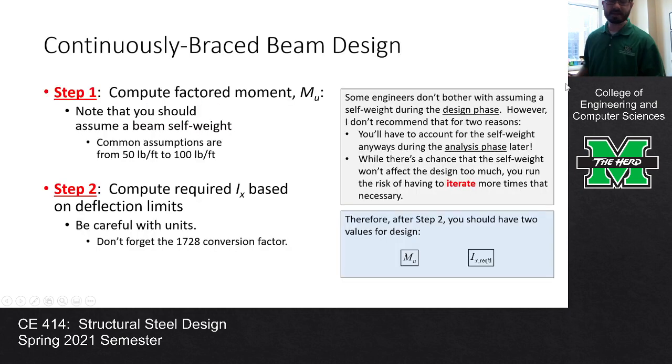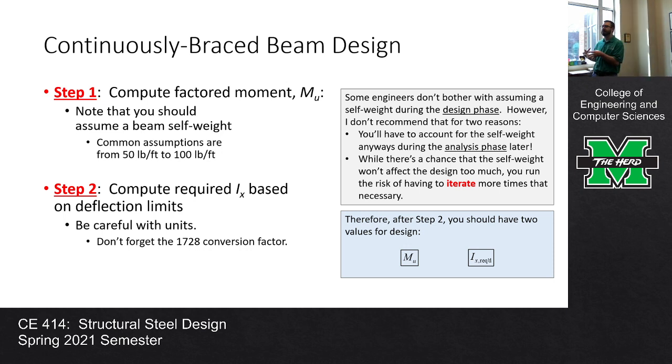Okay, so let's talk about design. How would we go about designing a continuously braced beam? First off, I want to be crystal clear that the design process for a continuously braced beam is not the same for a discretely braced beam. They are very different. We're going to be using different design aids. We're going to be using a little bit of a different process. There are different parameters that matter, so that's something to keep in mind. But for continuously braced beams, it's actually pretty straightforward.